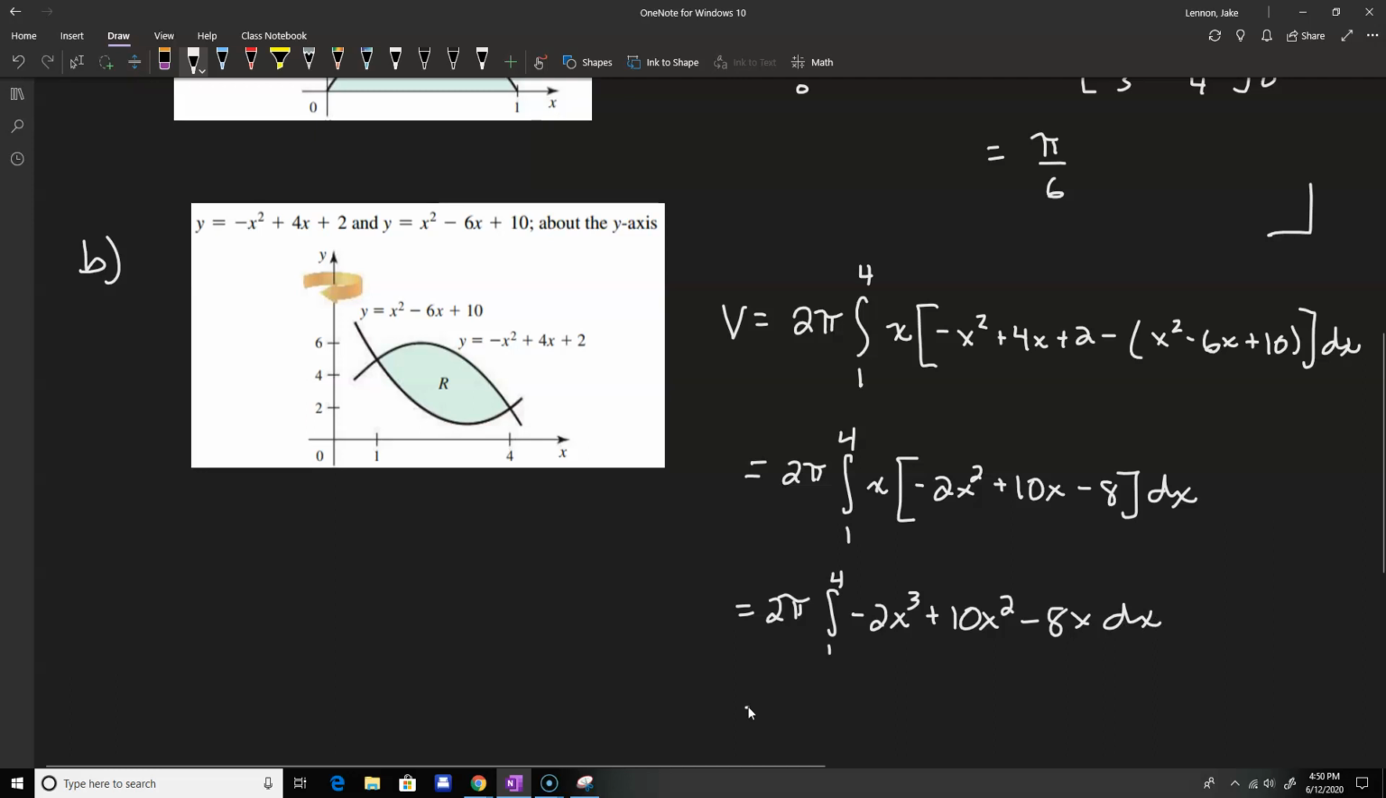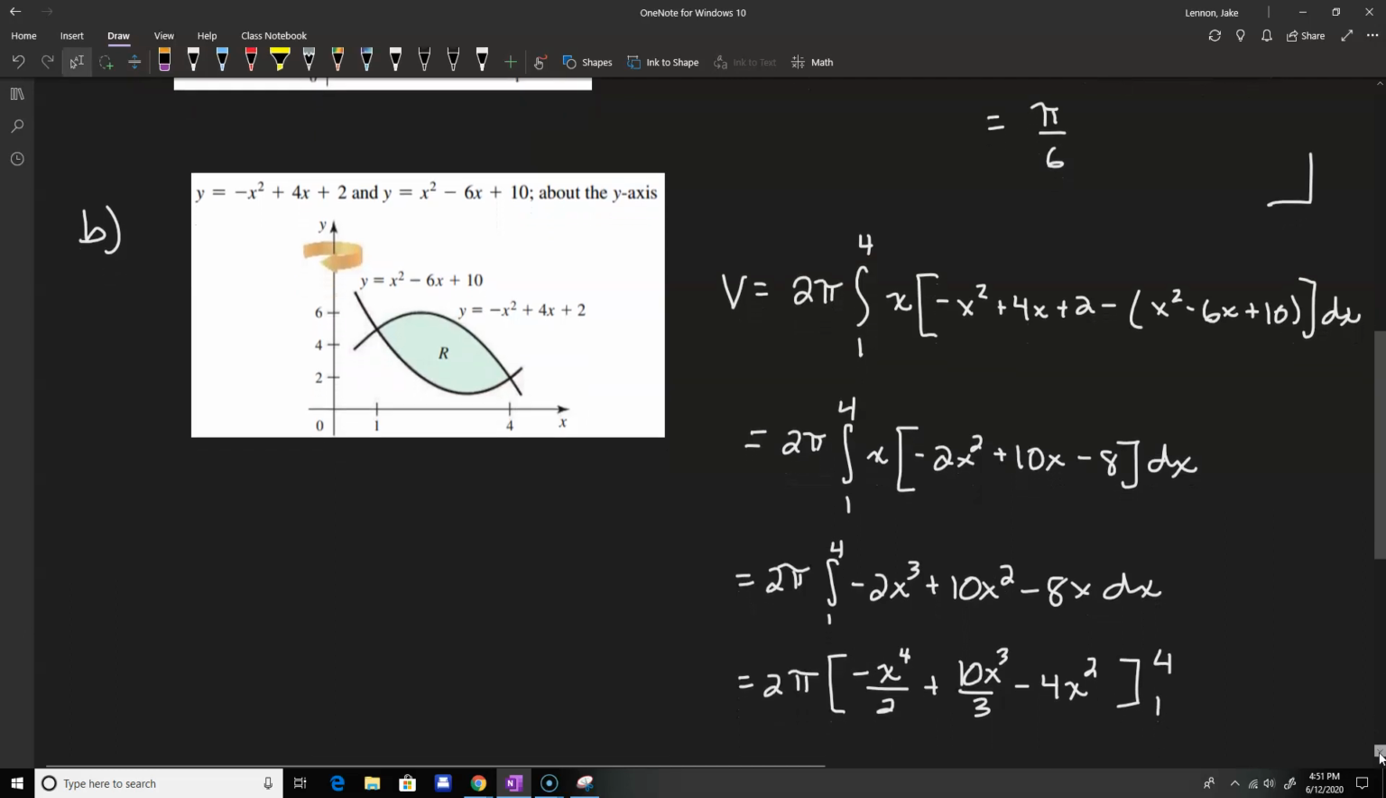So this has an antiderivative of, okay, minus 2x to the 4th over 4, which we can cancel out, so we're going to get minus x to the 4th over 2. Then plus 10x cubed over 3, and then minus 4x squared. Okay, and that's going from 1 to 4.